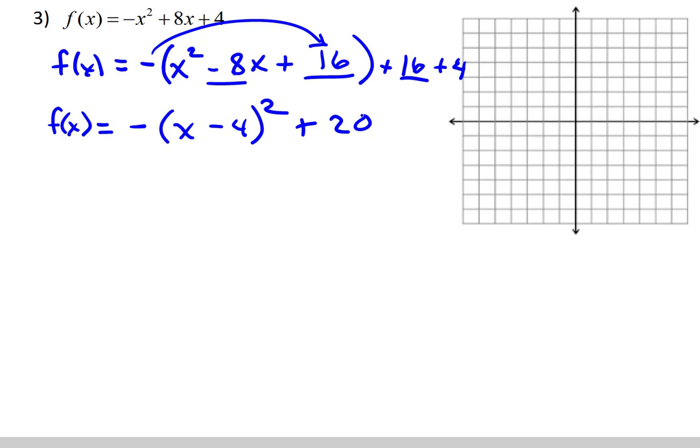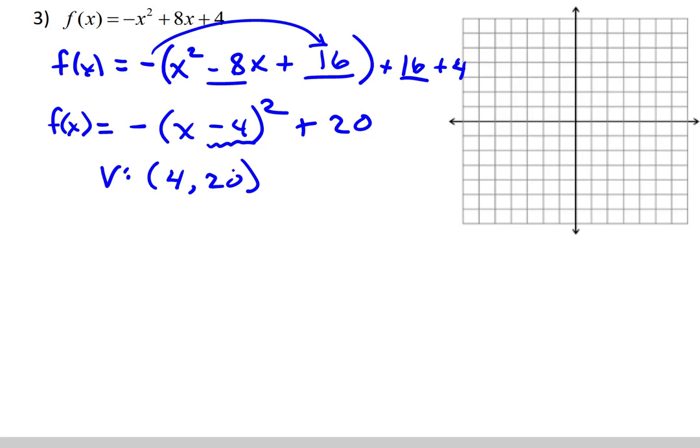At this point, we can pick out the important information from our function, which is in standard form, and know that the vertex, remember being h comma k, is going to be the opposite of what we see in the parentheses for the h value. So when we see x minus 4 in there, we're going to call that a positive 4 for the h value. And then the k value is 20. That's what we see on the end, which means our vertex is the point 4 comma 20.